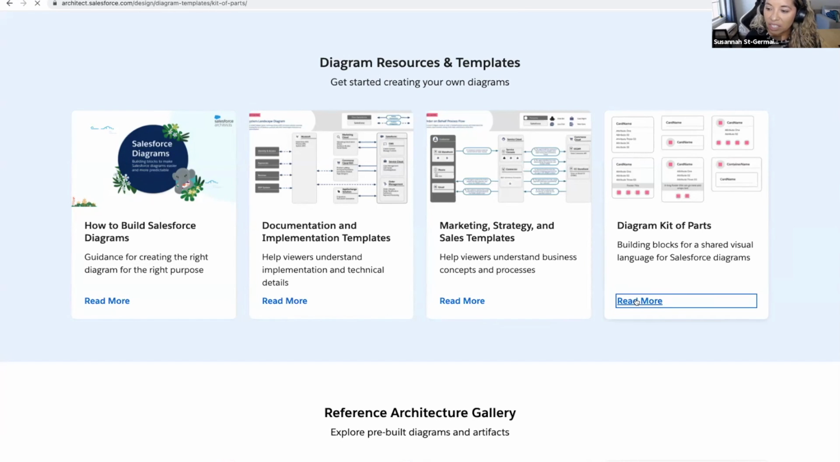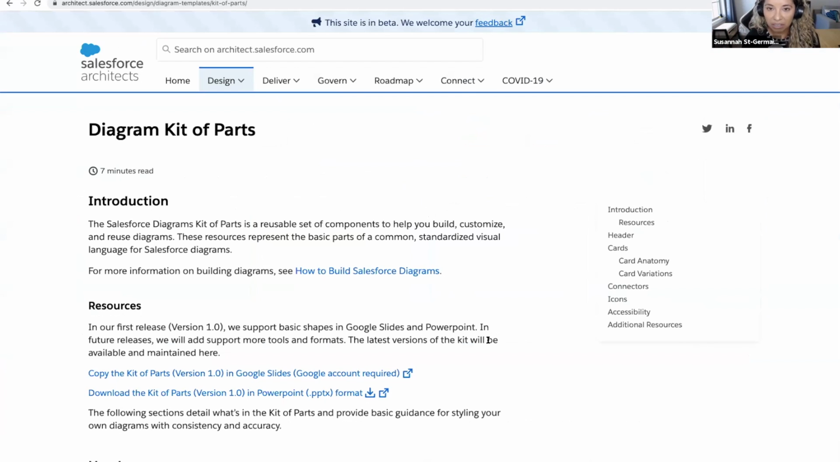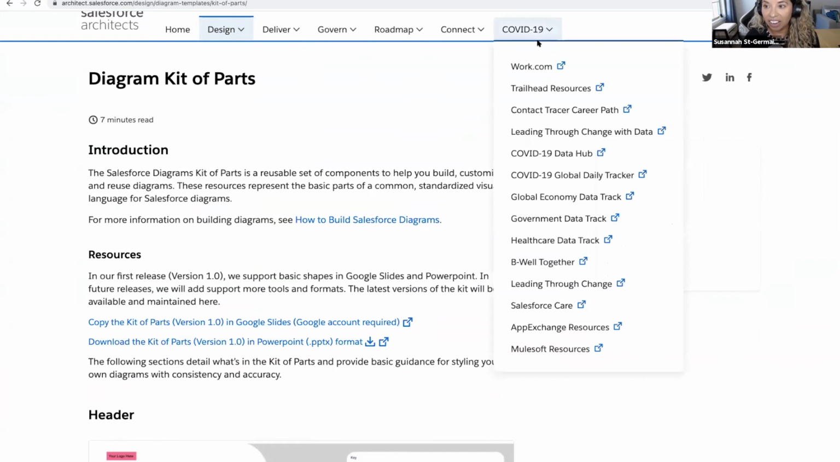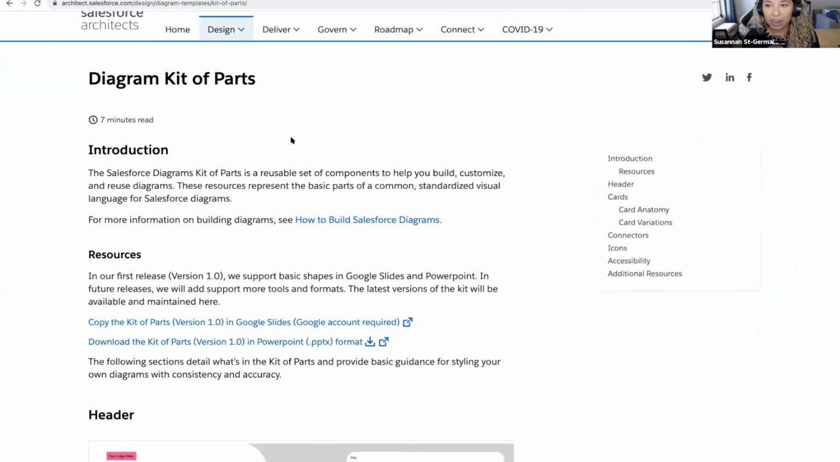And for each of these, if I click in, you'll get some supporting information and also the ability to copy these resources into Google Slides. And as I mentioned, hopefully in the Dreamforce timeline, forward-looking statement, all of these resources will also be available for you in Lucidchart in their standard shapes library.